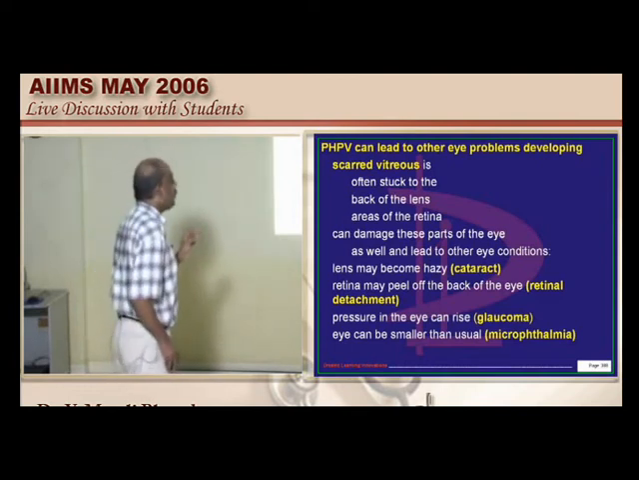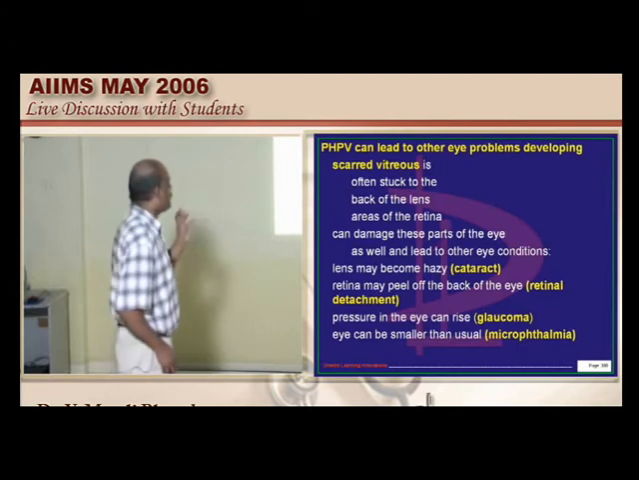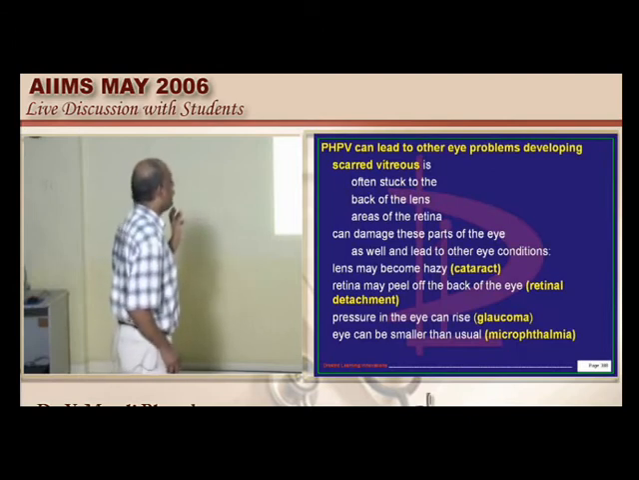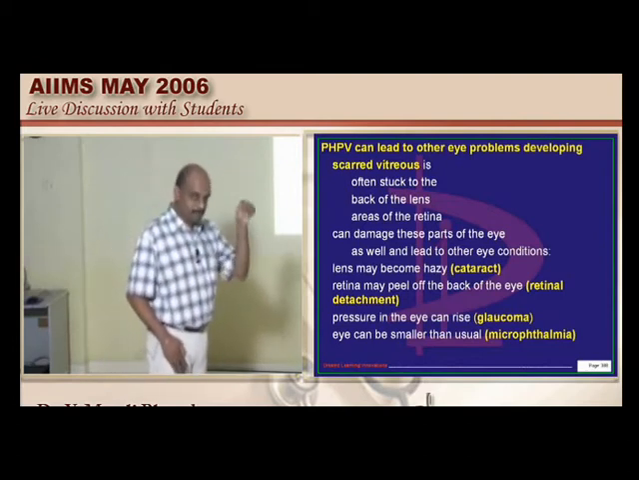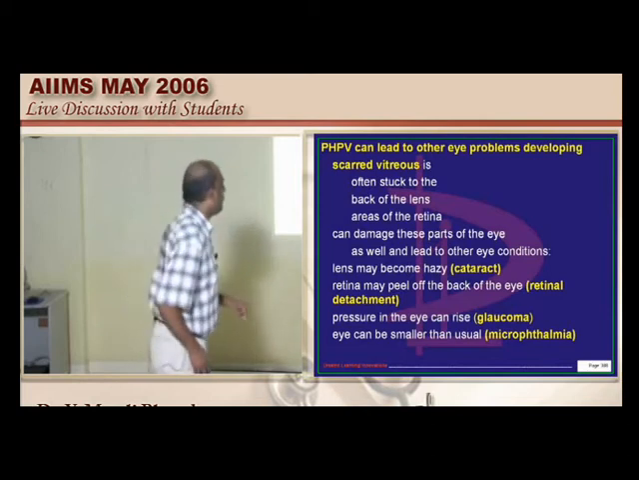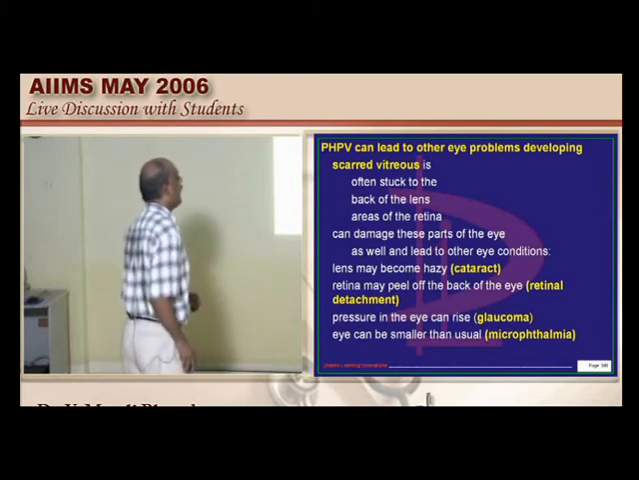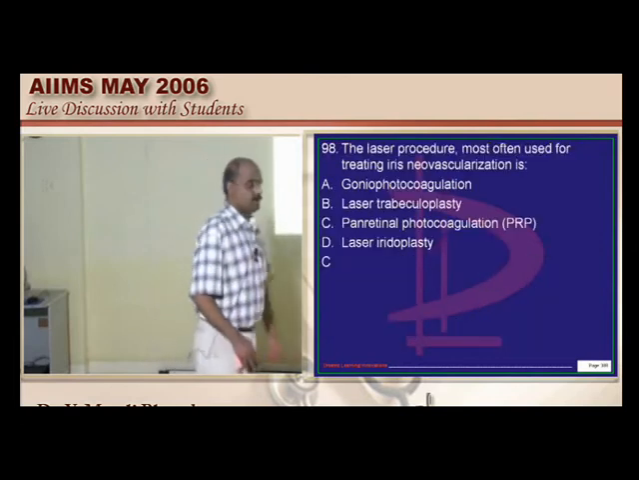So now you are very sure, doctor: unilateral is true, calcification is true, and it needs to be differentiated from retinoblastoma by the presence of the cataract, which is not seen in retinoblastoma but seen in the case of the primary hyperplastic vitreous, is what I want to underscore to all of you. Let's go to the next question.